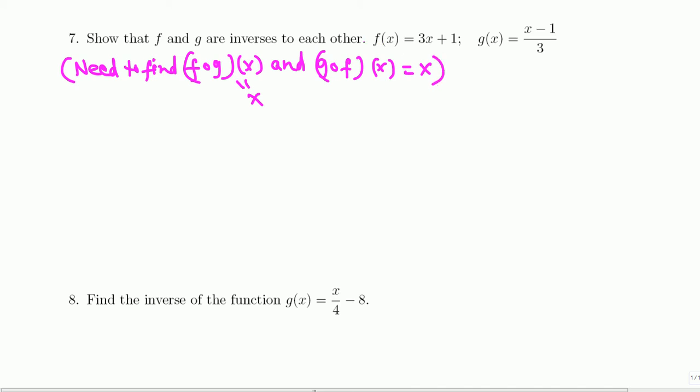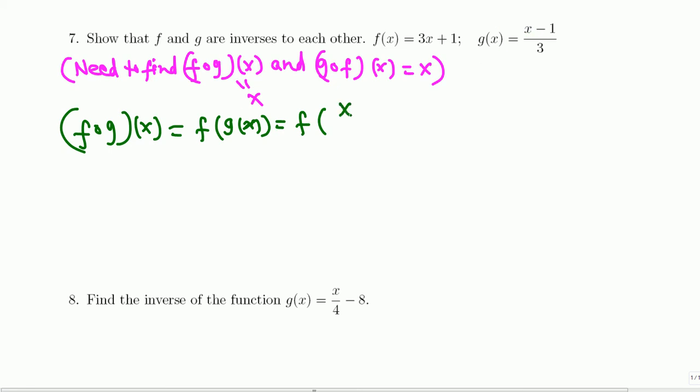So let's find the composition of f and g. f circle g of x is the same as f of g of x. g of x is given: x minus 1 over 3. Now treat this as x, or input. f of input is given: f of input equals 3 times input plus 1. So f of input is 3 times (x minus 1 over 3) plus 1.